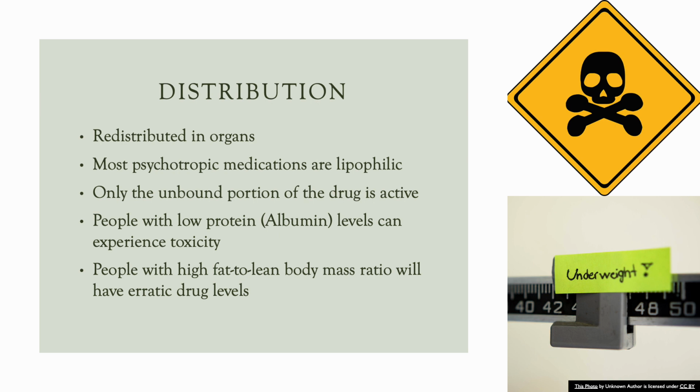Distribution occurs after the drug leaves the systemic circulation and enters the interstitium and cells. Drugs are redistributed in organs according to their fat and protein content. Most psychotropic medications are lipophilic and highly protein-bound. Only the unbound free portion of the drug is active. Therefore, people with low protein albumin levels, such as with malnutrition, wasting, or aging, can potentially experience toxicity from an increased amount of the free drug. People with high fat to lean body mass ratio, such as in older adults, will have erratic amounts of the drug in their system.